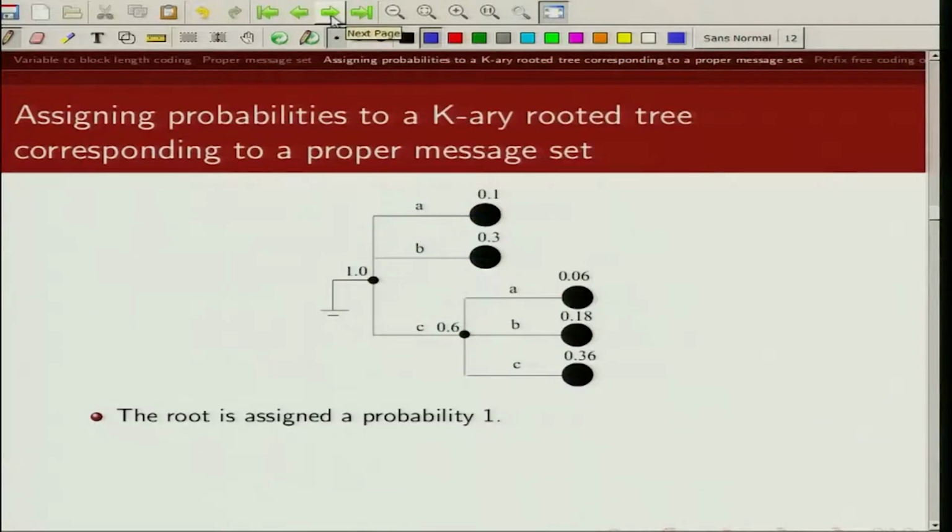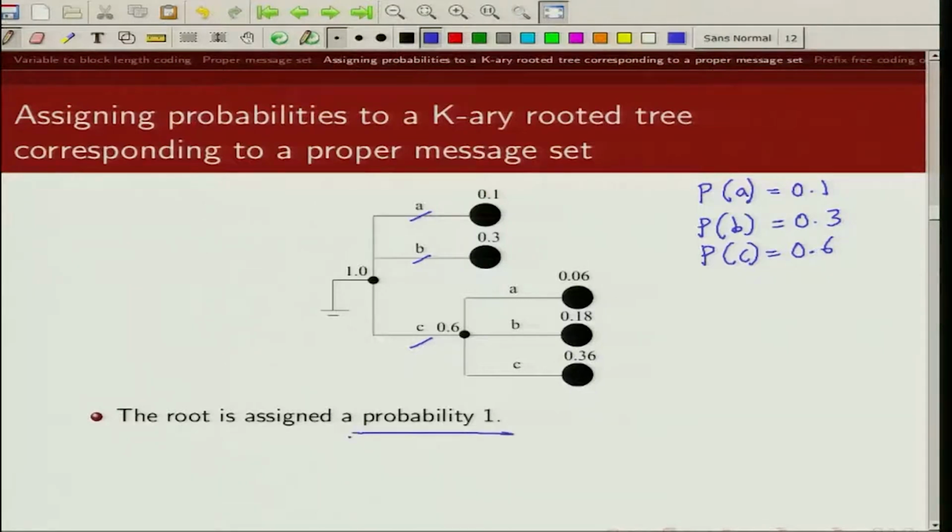So let us take an example again of a source which emits ternary sequences A, B and C, and let us say the probability of occurrence of A is 0.1, the probability of occurrence of B is 0.3, and the probability of occurrence of C is 0.6. So first, the root is assigned a probability of 1. In this case, this is my root, so this has probability 1.